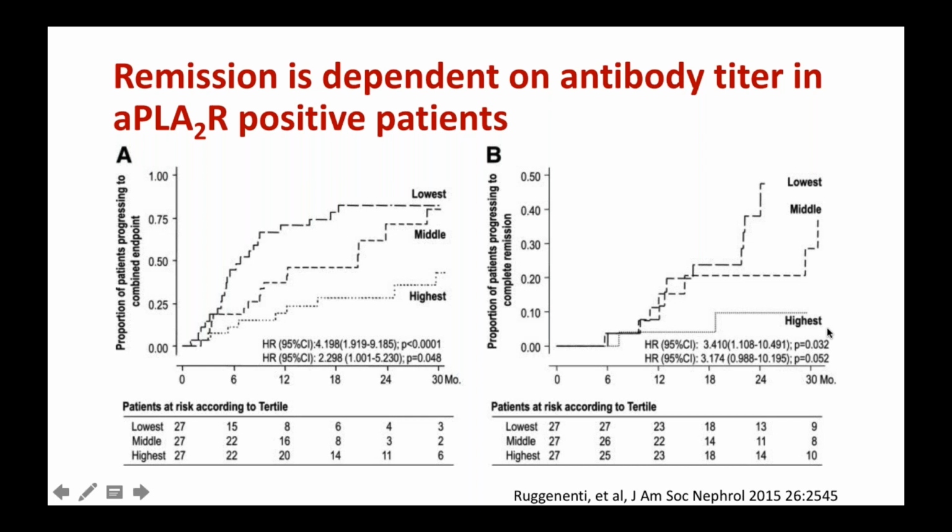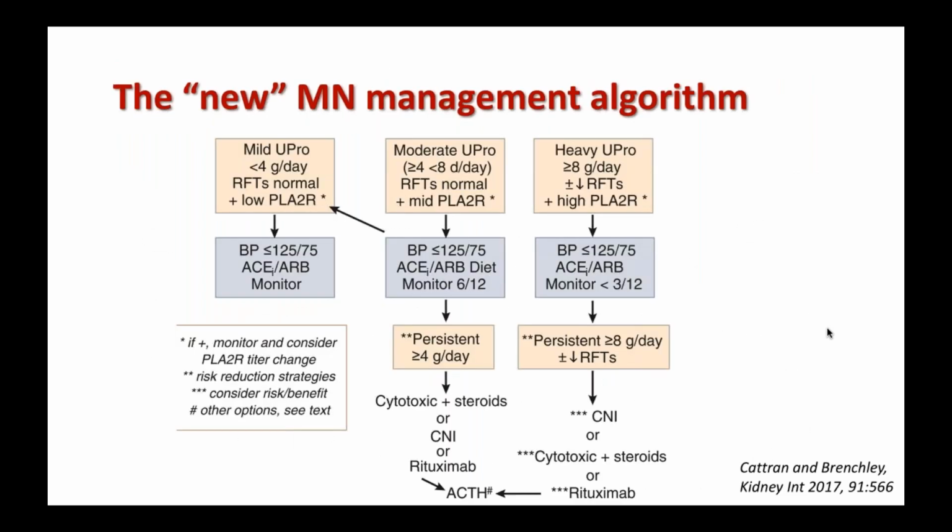So now we have entered the era of a new membranous nephropathy management algorithm, and this is an algorithm which was proposed by Dan Catran, who was really a strong proponent of using proteinuria as a risk factor and predictor. So Dr. Catran said that if proteinuria is mild, just treat with ACE inhibitor, angiotensin receptor blocker, make sure the blood pressure is less than 125 and 75 and monitor. If the proteinuria is moderate, again, and kidney function is normal, and phospholipase A2 receptor antibody is in mid-range, again treat with supportive therapy, keep the blood pressure down.